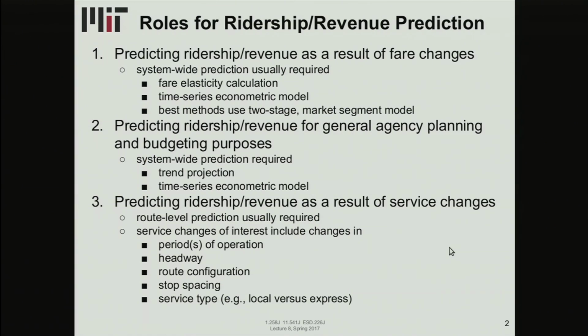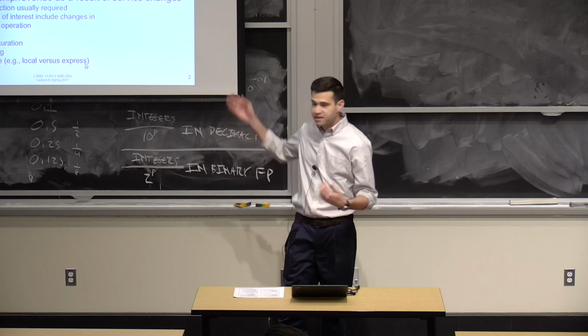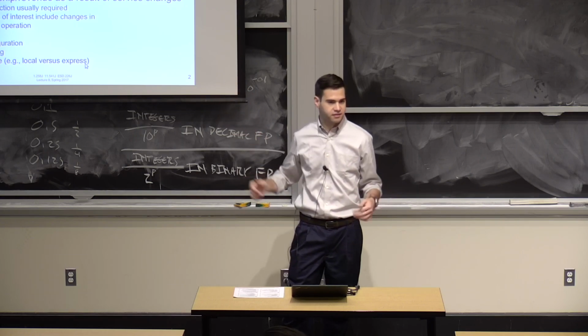Then there's predicting ridership and revenue as a result of service changes. This is the other very typical example. So here we are interested in more detailed route level prediction as opposed to system-wide prediction. And therefore, we need to take into account a higher resolution set of variables, like the periods of operation, the headway or frequency of service, route configuration, stop spacing, and service type, right? Because the demand responds to all of these factors.